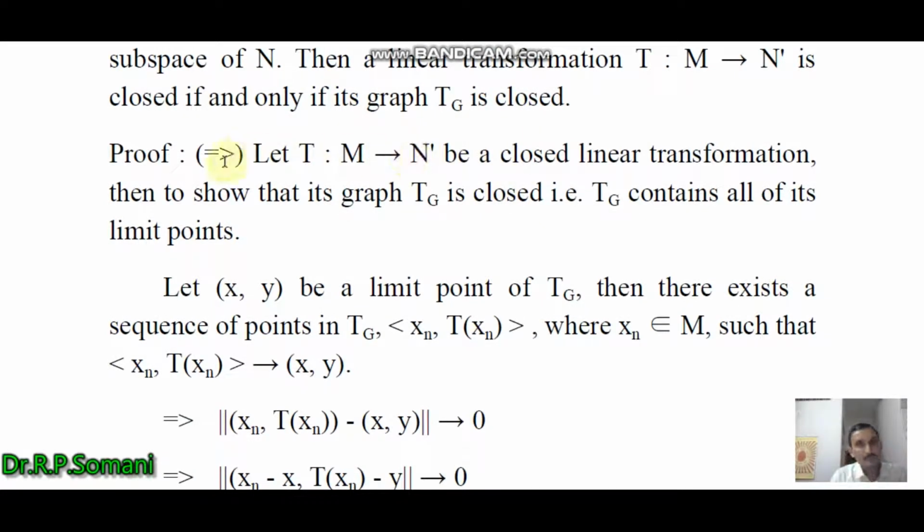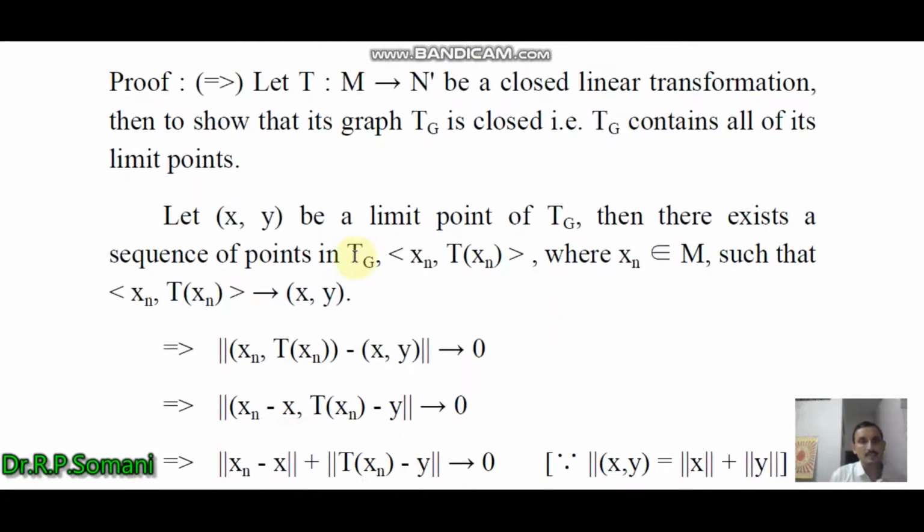First, the implies part. Let T from M to N dash be a closed linear transformation. Then we have to show that its graph Tg is closed, that is, Tg contains all of its limit points. So we start: let (x, y) be a limit point of Tg. Then there exists a sequence of points in Tg, (xn, Txn) where xn belongs to M, such that (xn, Txn) tends to (x, y).